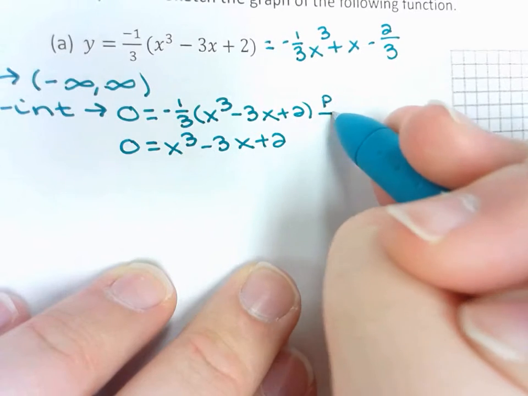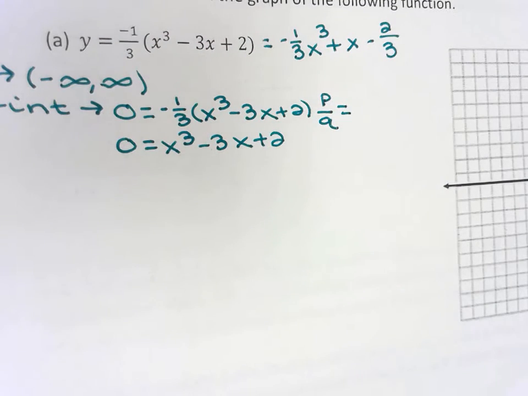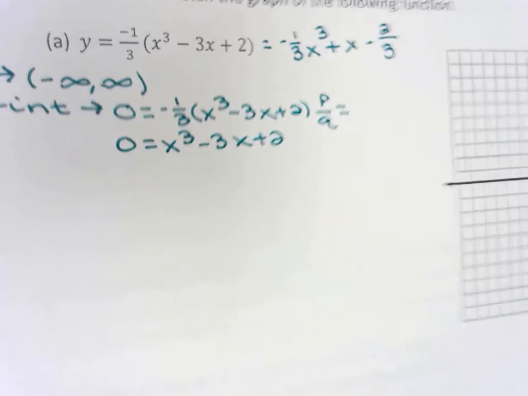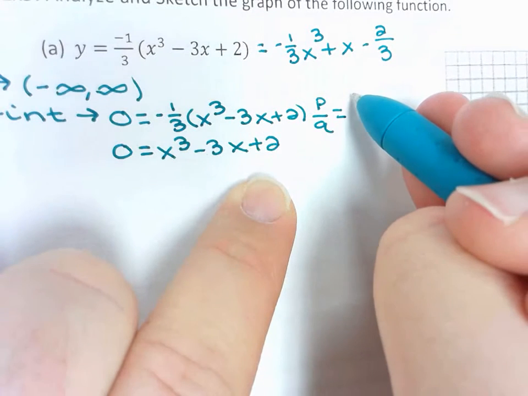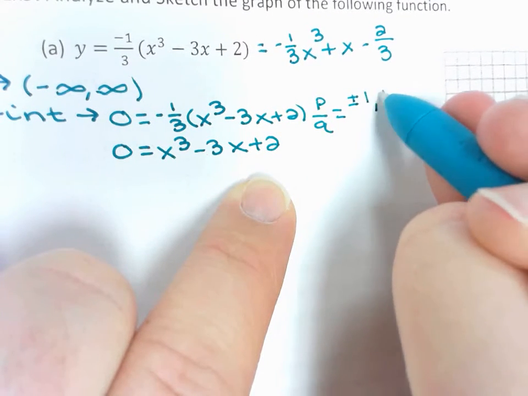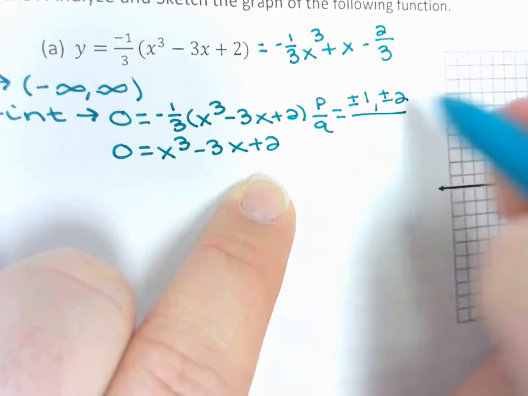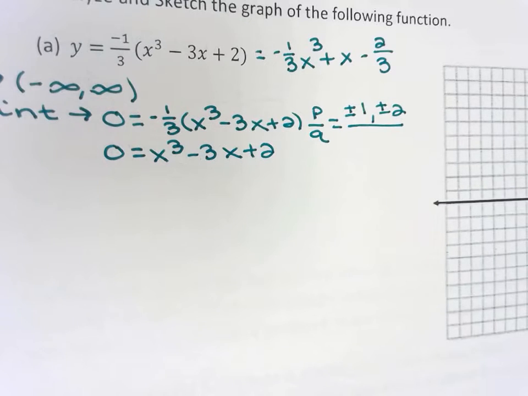Like I said, I picked examples that had multiple different ways to do it. So if I want to do P over Q, what are all my factors of 2? Plus or minus 1, plus or minus 2. You did this in pre-calc and algebra 2, I think. You might have erased it from your memory because it was annoying, but you've done it.